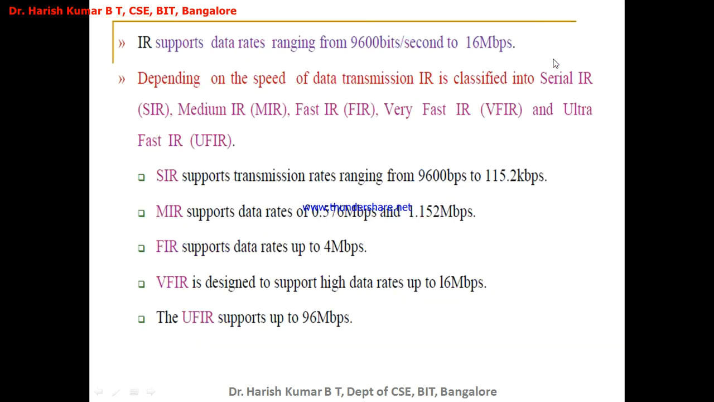Yeah, this is the symbol. IR supports data rates ranging from 9600 bits per second to 16 Mbps, and based on the speed of the data transmission, IR is classified into these types. One is SIR, that is serial IR, which supports from 9600 bits per second to 115.2 kbps. MIR, that is medium IR, supports data rates from 0.5 Mbps to 1.1 Mbps. FIR, fast IR, supports data rates up to 4 Mbps.